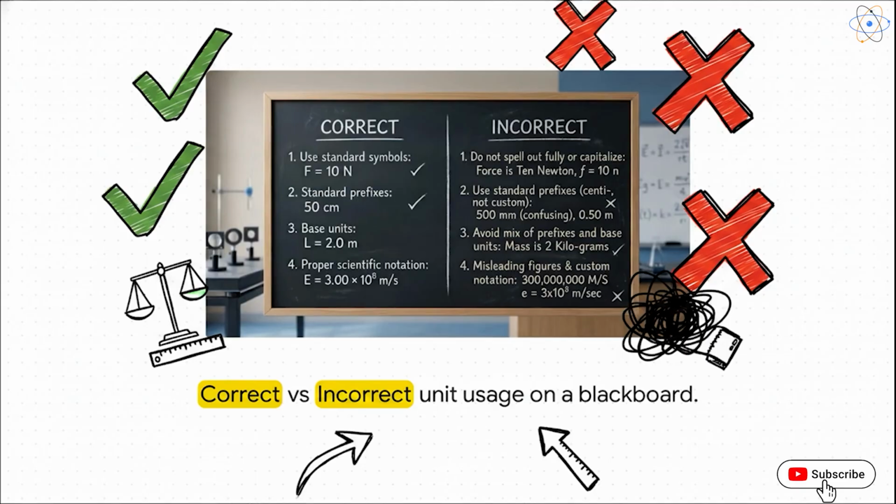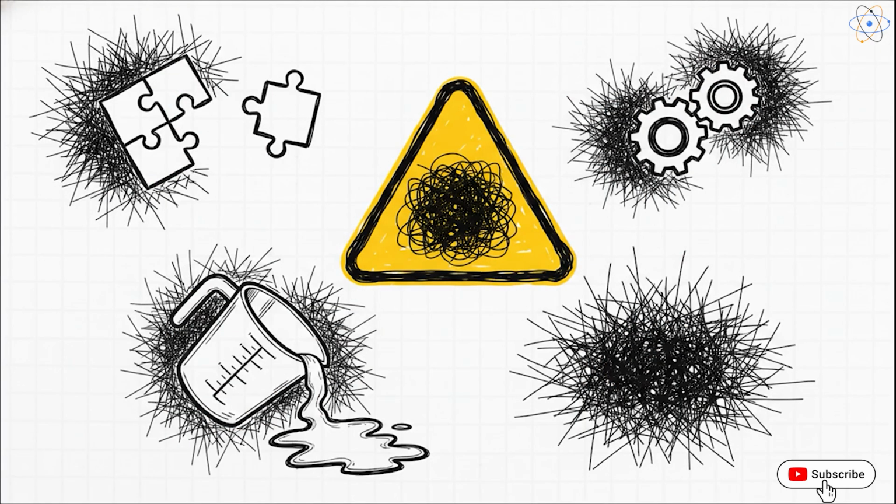You can't just spell out 10 Newton as words or use weird custom mixed prefixes like 500 millimeters in standard equations. You absolutely must use the standard symbols, like a capital F equals 10 N, and stick to proper base units and scientific notation. So here are the big common mistakes you've got to watch out for.